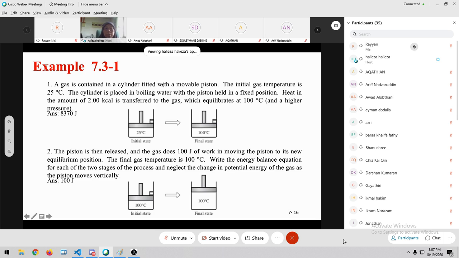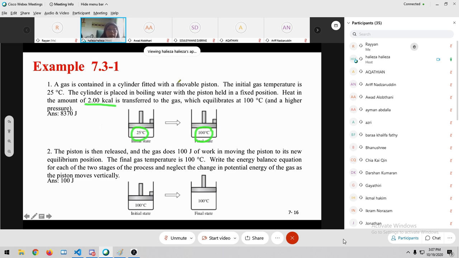Okay, guys, that's better. Okay, let's jot down what we have. We have a temperature initially at 25. At 25, you put heat into the system. Now the temperature increased to 100 degrees C.